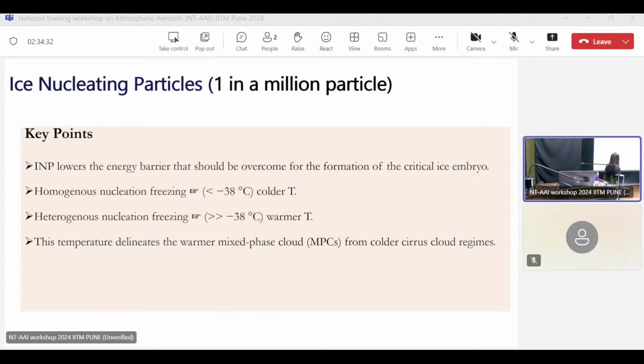So here is the example. The first mode is deposition nucleation, the formation of ice in an ice supersaturated vapor environment. Next is freezing nucleation, the formation of ice in a supercooled liquid environment. And we can subdivide the freezing nucleation.